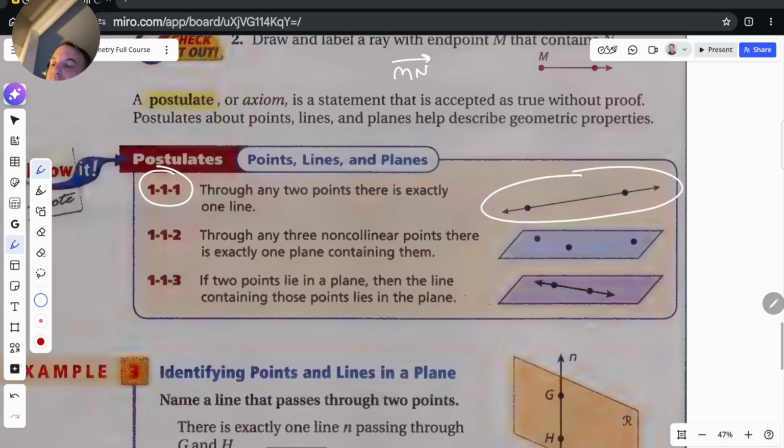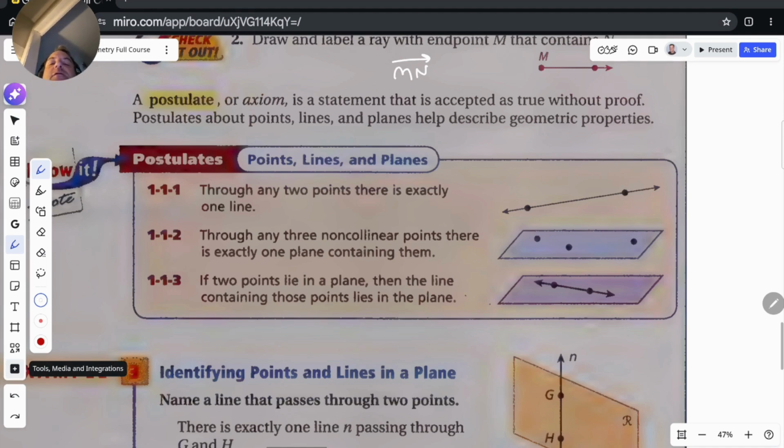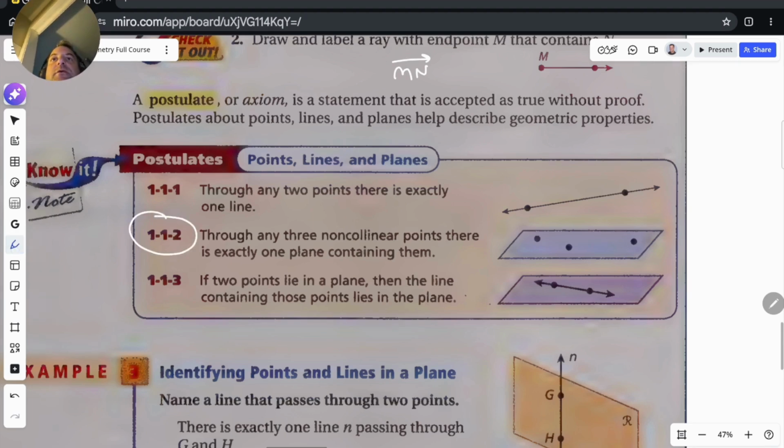And here is our visual example. So if you put, for example, 2 pins on a board and you want to lay a string straight across them, there's only one way to do that. That's a real-world example. All right, let's go to 1.1.2.